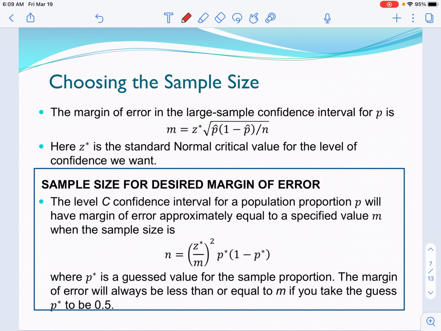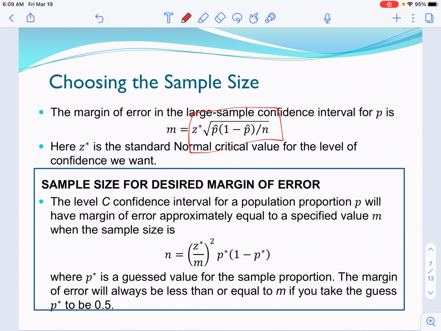Now, when you're working with a set of data, you have an idea in mind of what you want that margin of error to be. So when you know that, plus or minus 3%, for example, you can work backwards to determine what the appropriate sample size would be in order to obtain that margin of error. So we see our back half of the confidence interval equation here. This is that margin of error.